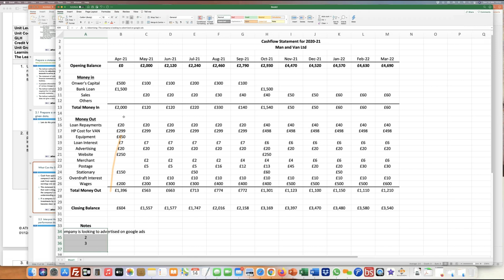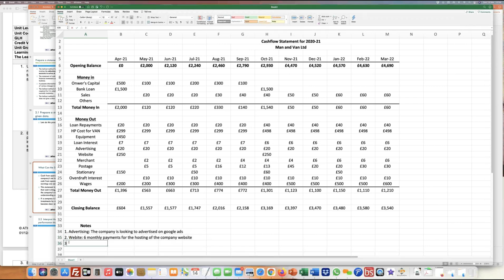So when I talk about notes, this will be helpful for people getting hold of your cash flow statements to relate to what the expenses are, or the reason why the money is coming in, why the owner is putting in money. The other could be, when I look at website, I would say 6 monthly payments for the hosting of the company's website.